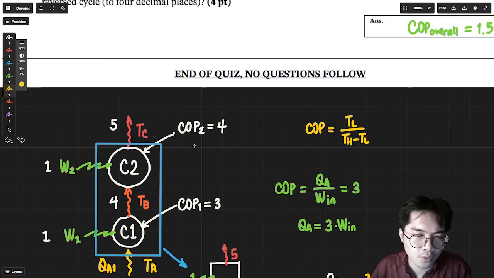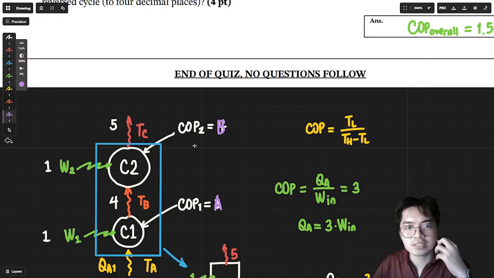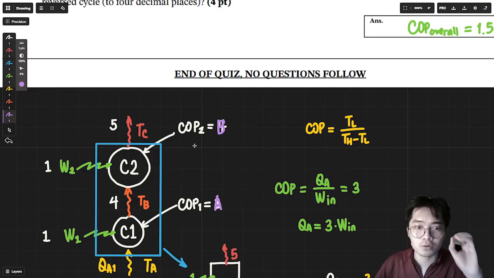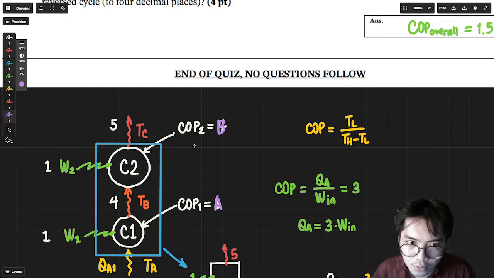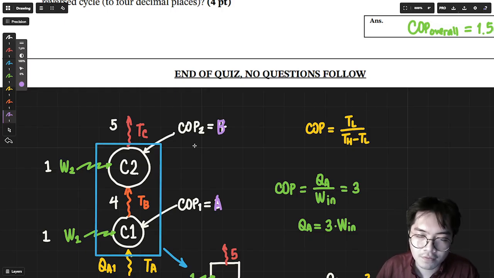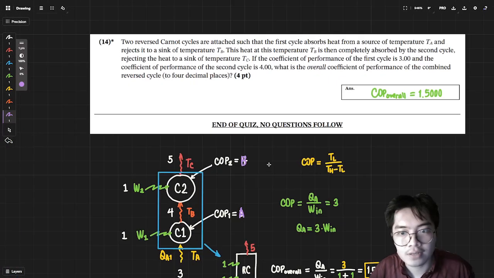Try it with letter A and letter B. Tell me what the COP of the overall cycle is if your COPs 1 and 2 are A and B respectively. If you've managed to get to this part of the video, and if you manage to solve this and then send the answer to me via Canvas message, I will up your score by 5 in your diagnostic assessment. If you're still watching, of course. That is the overall COP, and that is how I solved number 14.